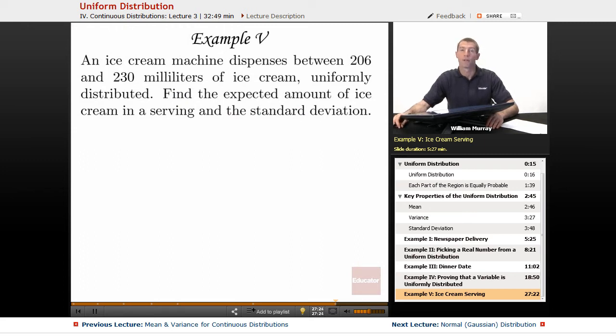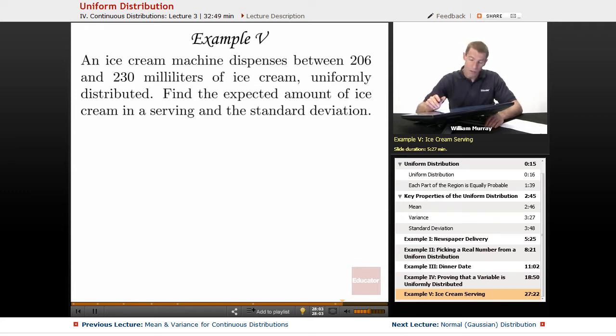So in example 5, we're going to leave the world of random numbers behind, and we're going to look at the rough and tumble world of ice cream dispensary. So we have an ice cream machine which gives you servings of ice cream, and the servings vary a little bit. If you're unlucky, the machine will be stingy with you and it will give you just 206 milliliters of ice cream. And if it's a good day for you, if the machine is feeling generous, it'll give you up to 230 milliliters. And essentially it picks a random amount in between 206 and 230, and they're uniformly distributed.